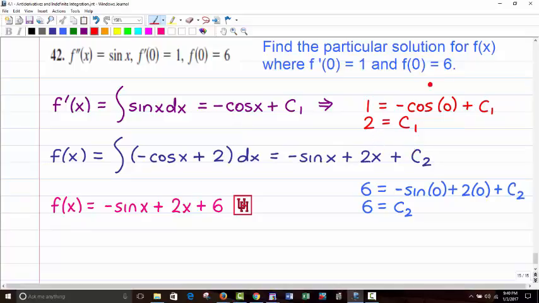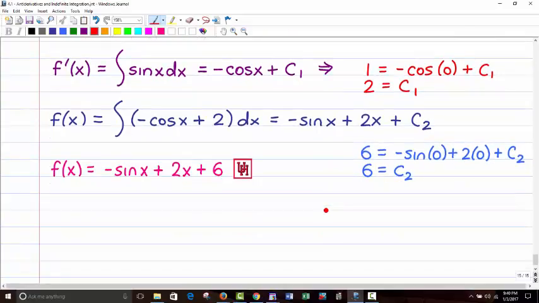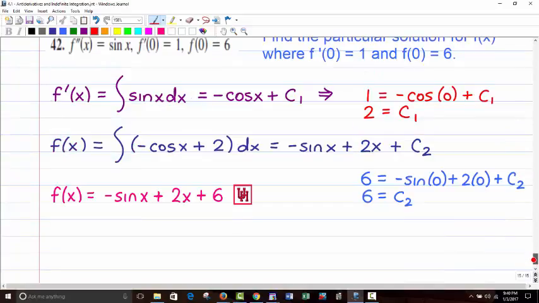We know that f of 0 equals 6, so I'll put 6 on the left side. Negative sine of 0, plus 2 times 0, plus C2. Now cosine of 0 equals 1, but sine of 0 is 0. So we get a couple of zeros here, therefore C2 would have to equal 6. Therefore, our particular solution is f of x equals negative sine of x plus 2x plus 6. And that concludes this video lecture.